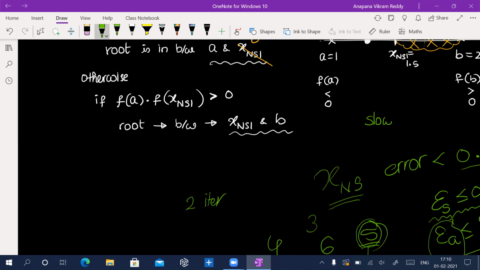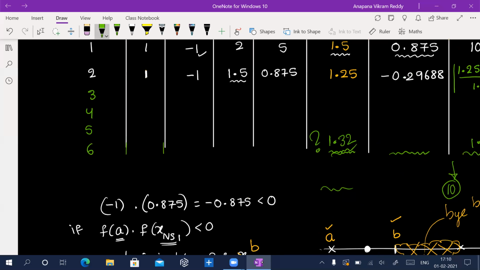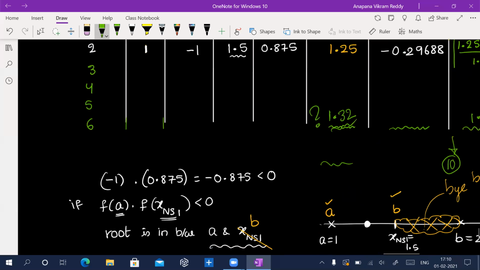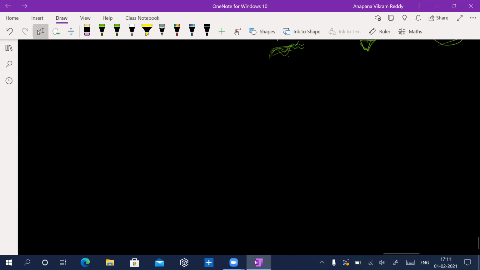Bracketing methods are really slow. That means you will have to take, for example, in this case, even after the 6th iteration, we didn't get the proper answer. That means it's consuming more iterations. It's taking your time, it's killing your time. So therefore, we could say bracketing methods are slow, though they converge, but slow. Anyway, we'll go for the next one for now.